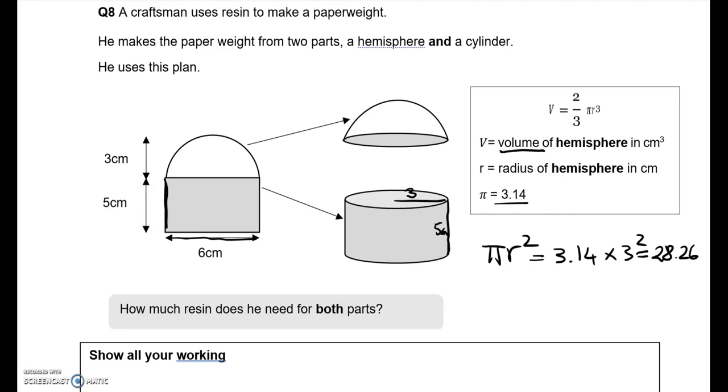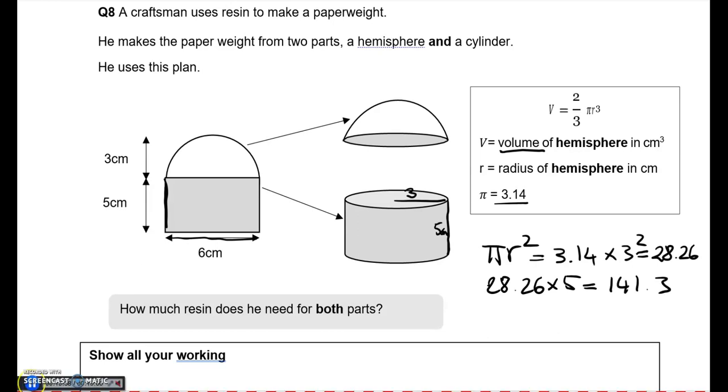Now we need to multiply that by the height of the cylinder, which is equal to 5 centimeters, and we can see that here. So 28.26 times 5 equals 141.3 cubic centimeters. So that's the volume of the cylinder.